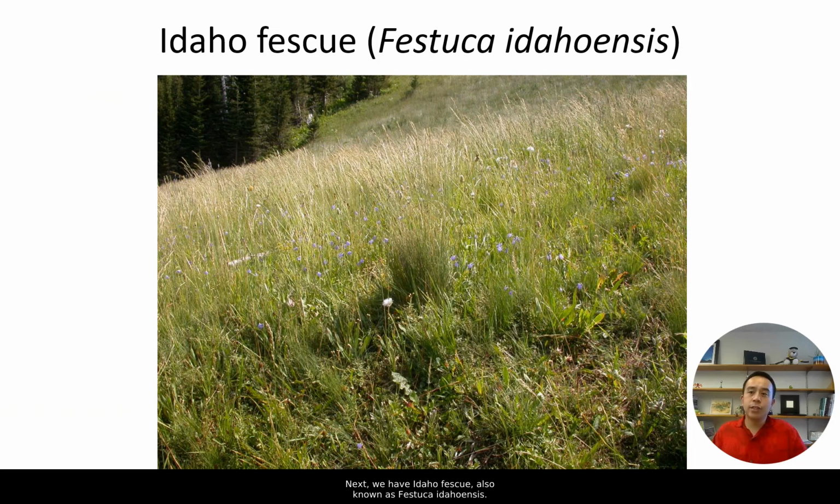Next, we have Idaho fescue, also known as Festuca idahoensis, and this, rarely, we have a native plant, so that's awesome. This is a rhizomatous plant. You may be familiar with it if you've hiked much in the King Range. It occurs a lot around there. That's on some of the mountain grass ranges.